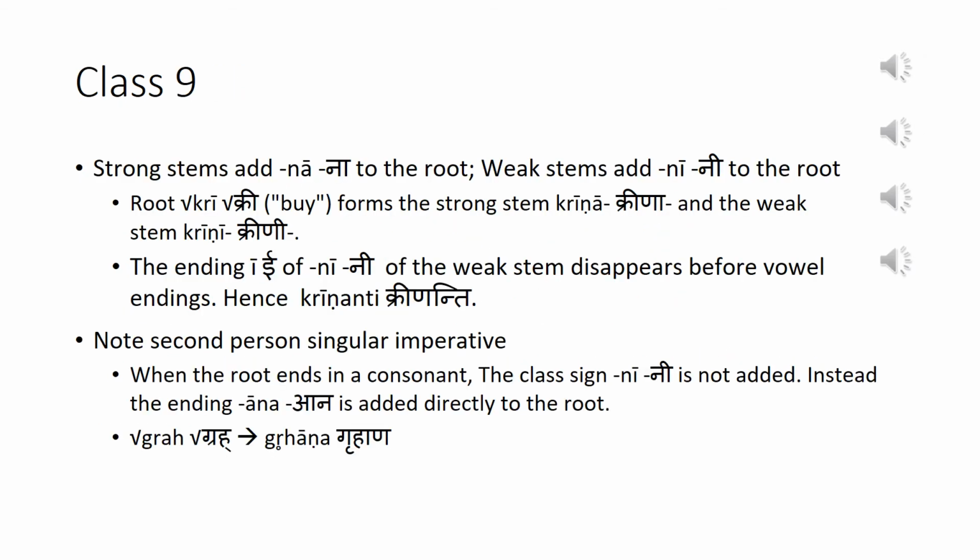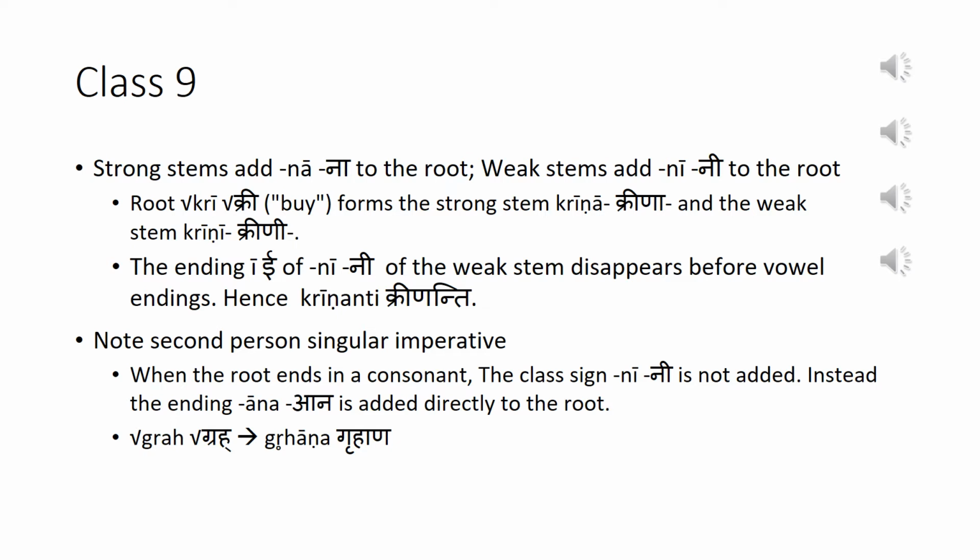Class 9 verbs add the class sign na to the root to make the strong stem and ni to the root to make the weak stem. So the root kri forms the strong stem krina and the weak stem krini.